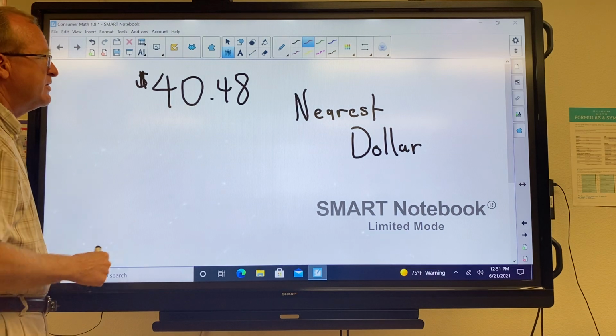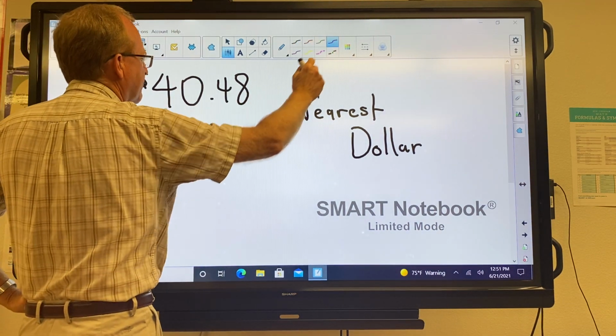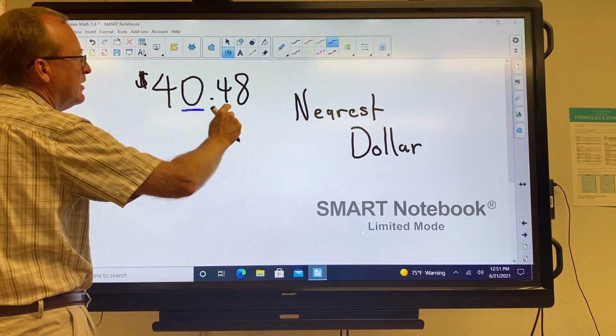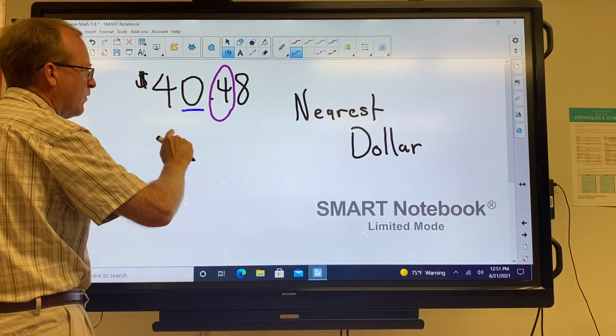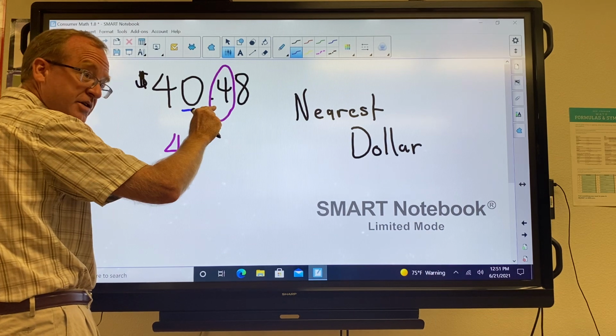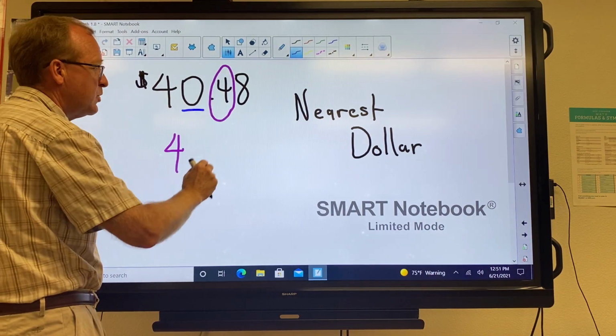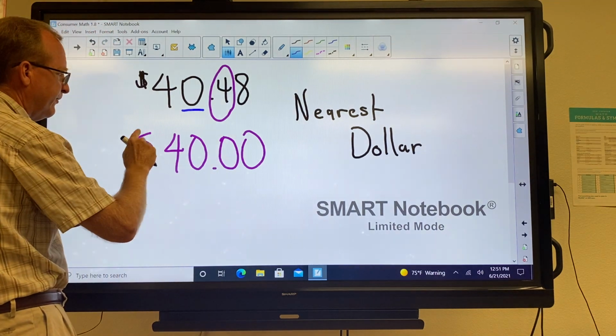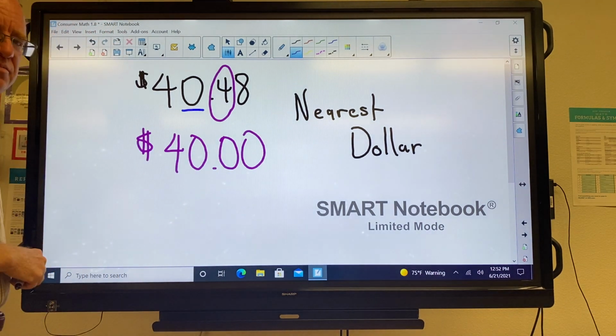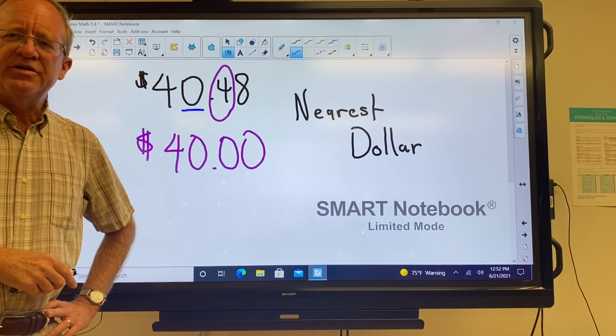If we round off to the nearest dollar, we find the dollar position, it's right there. We look 1 over, it's 0.4. Because it's 4, remember 4 or less we hold, it becomes $40. All right, so you've got a couple pages of rounding to do. Enjoy.